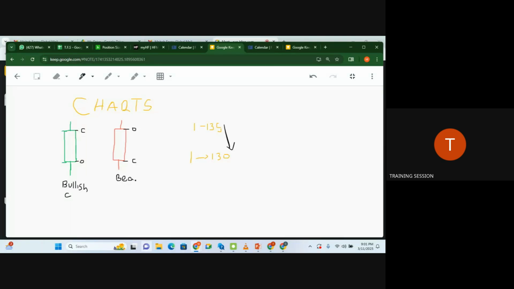That is a language used in Forex. Every field has a language. When you go to a restaurant, there's a language being used. When you go to any field, there's a language for that field. So in Forex, when you say sell, it's the same as bearish. When you say buy, it's the same as bullish. So a sell candle is what we are terming as a bearish candle.